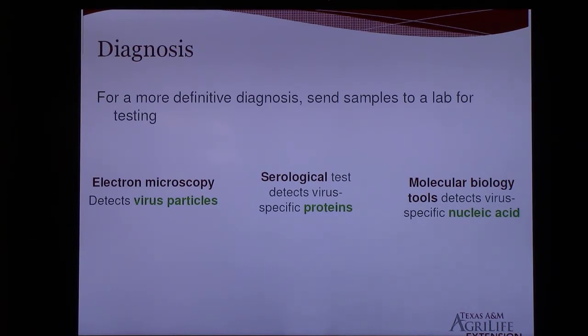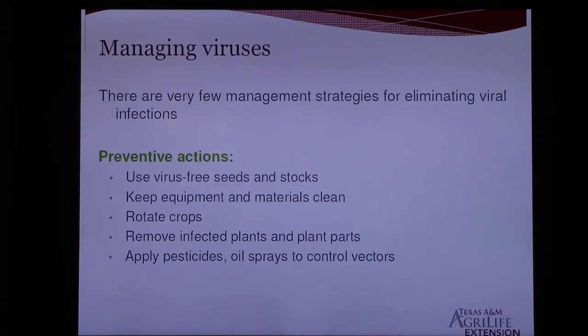The electron microscope detects those virus particles. It looks at that genetic material. The serological test looks for proteins. And then the molecular biology also looks for some of those nucleic acids or some of that genetic material.